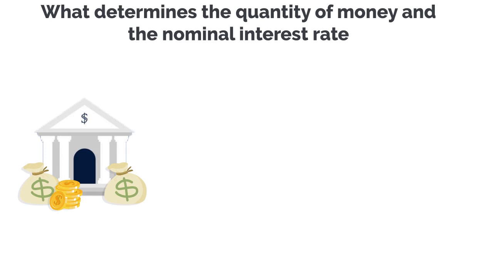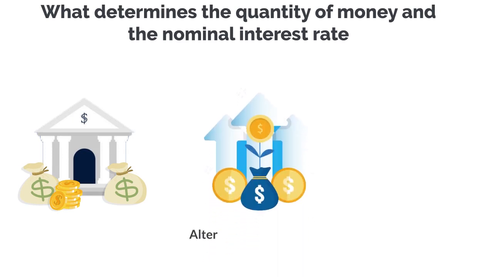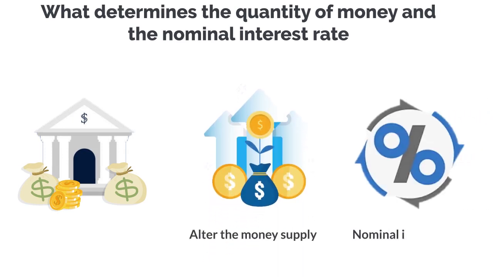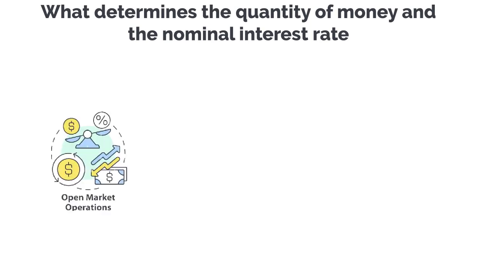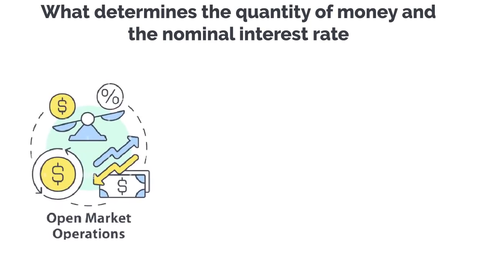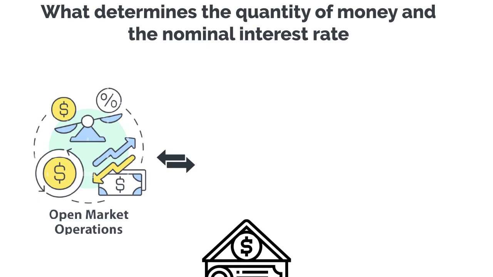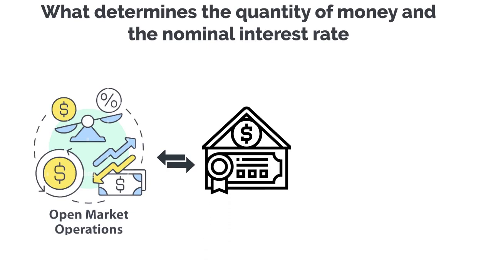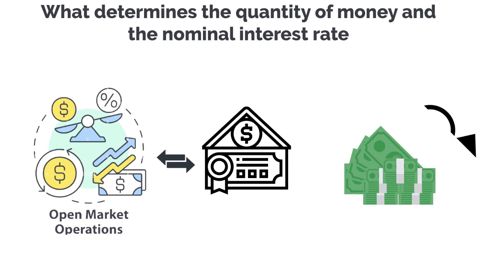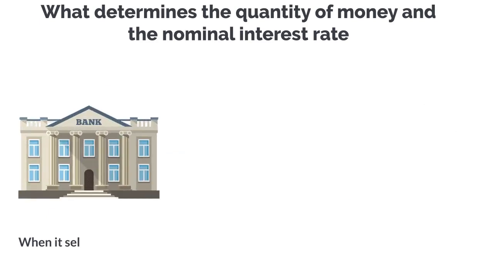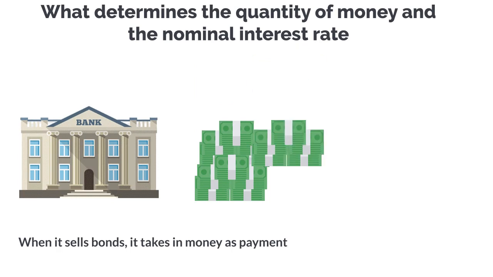The Fed may choose to alter the money supply because it wants to change the nominal interest rate. The Fed generally controls the supply of money by open market operations where it buys and sells government bonds. When it buys bonds, the economy gets the cash that the Fed used for the purchase and the money supply increases. When it sells bonds, it takes in money as payment and the money supply decreases.